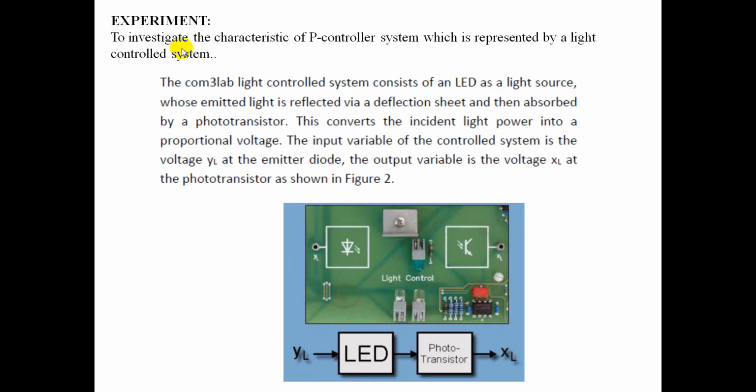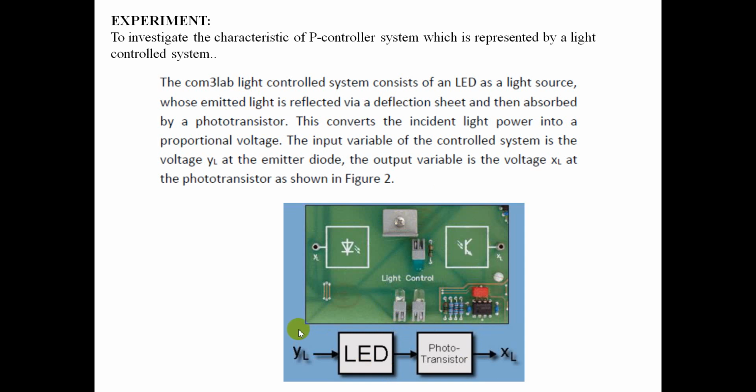So the main experiment is to investigate the characteristics of the P control system, which is modeled by the light control system in our experiment. On the COM3 board we will find a light control system. You can see here a light emitting diode, or LED, which is going to emit a light source. The light will be deflected back by a deflection sheet, and it is going to be absorbed by a phototransistor.